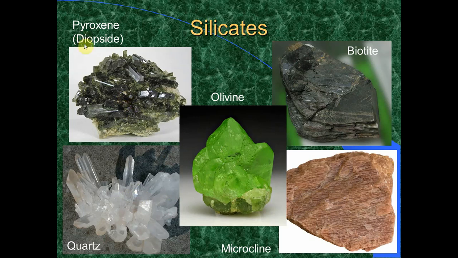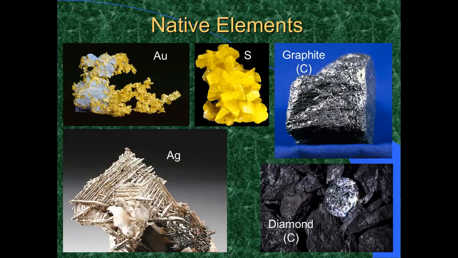We also have a silicate group called pyroxenes. This is an example of diopside. And then this is olivine. If you remember earlier in the semester, we talked about the 3 layers of earth: core, mantle, and crust. Olivine is pretty much what the mantle is made up of. That's its composition.